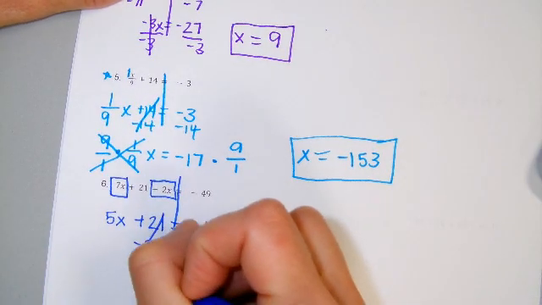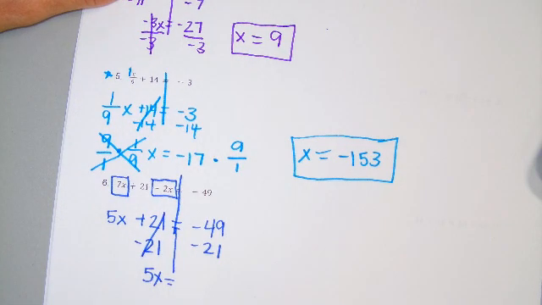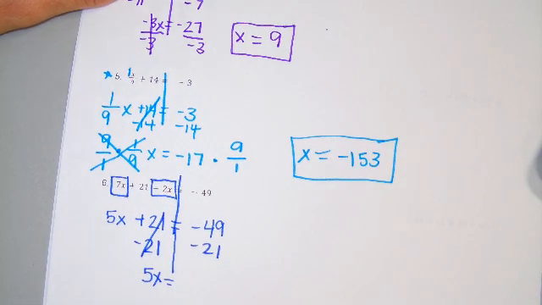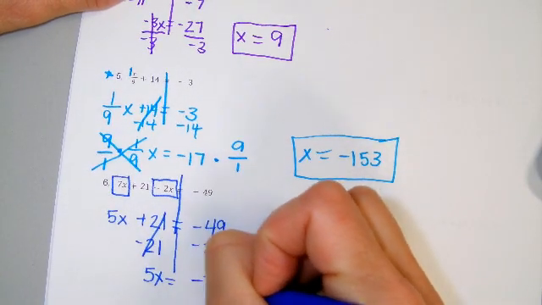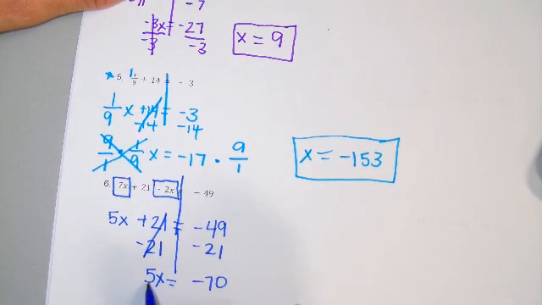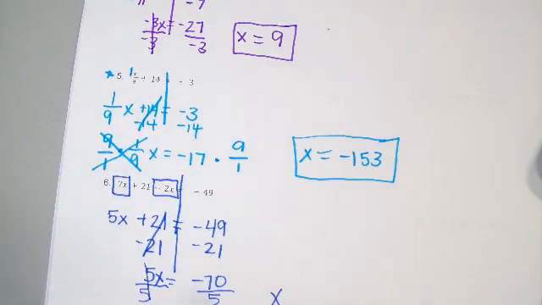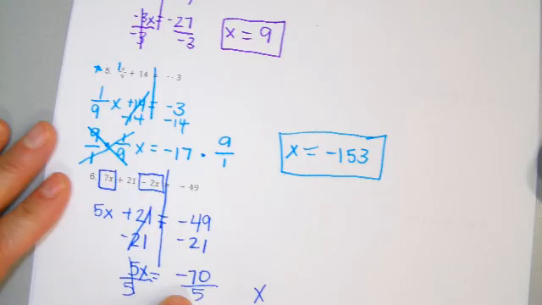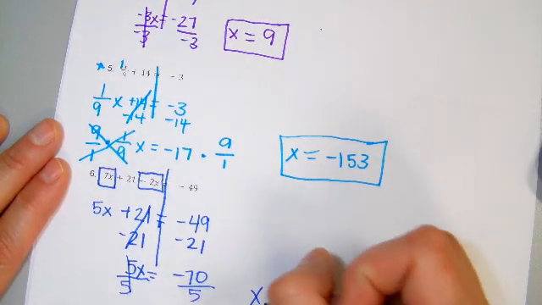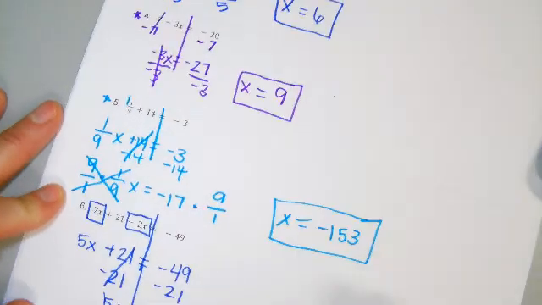Okay, bring down 5x equal negative 49 minus 21 more is going to end up giving you negative 70. Okay, 5 times x equal negative 70. So we have to undo our times by dividing. Okay, so negative 70, negative divided by positive, a negative 70 divided by 5 should give us a negative 14. And there's our answer. Whoop, we're rolling.